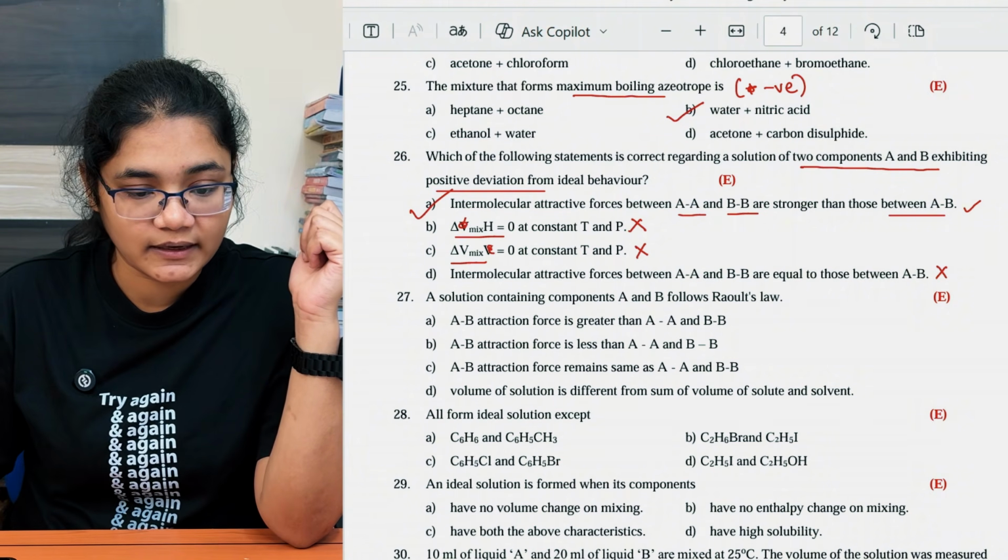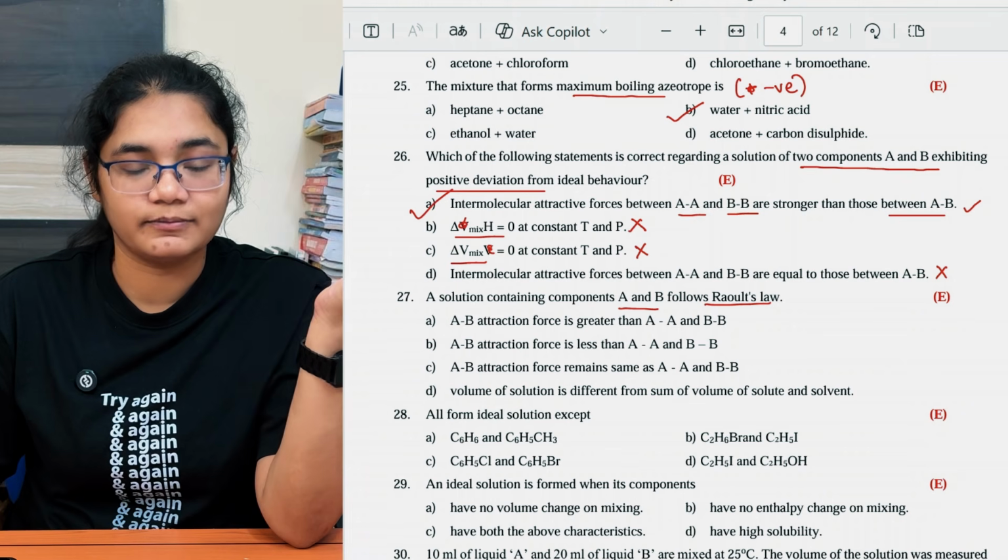Next, a solution containing components A and B follows Raoult's law, means it is an ideal solution.